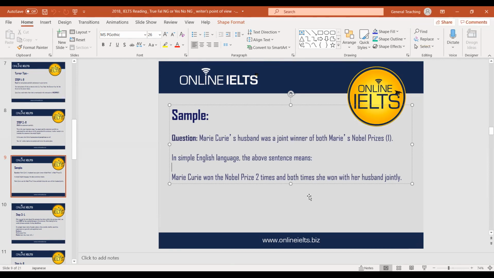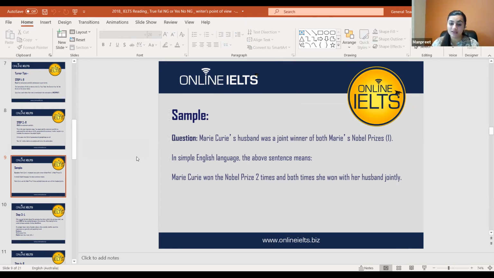No, it'll be false, because it's contradicting. In the passage, it's saying she won a Nobel Prize 2 times, but in the question, it's saying 3 times. So they contradict each other. In that case, the answer would be false. Okay, got it. Thank you. When you ask this kind of question, that means you're actually doing it seriously.